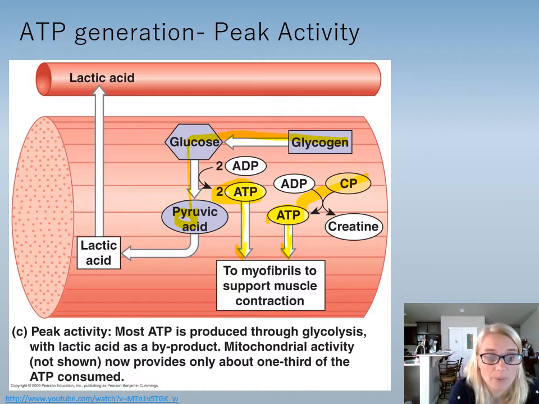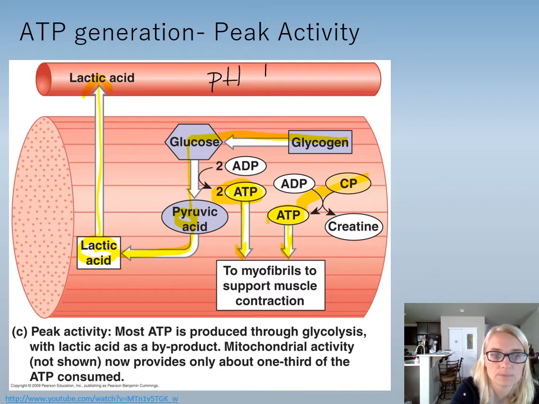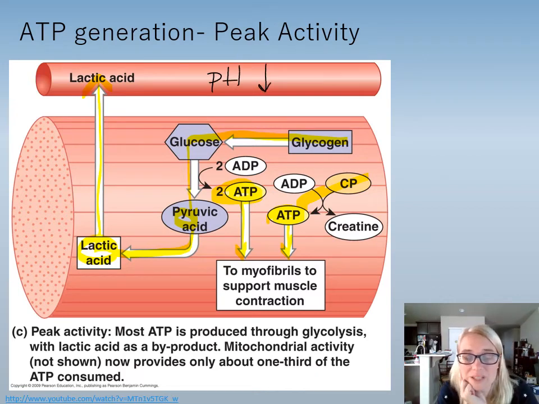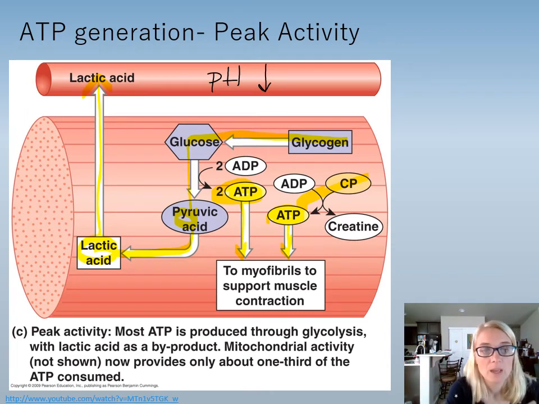Plus, if you take a look at what happens, pyruvic acid gets converted to lactic acid. Lactic acid goes into your bloodstream, and what's going to happen with our pH? pH is going to go down. It's going to become acidic, and then you're going to start feeling fatigued because the pH goes down. Your brain's like, oh, this sucks. You're running out of glucose, you're running out of creatine phosphate, and you're going to run out of ATP. And if you don't have ATP, you're not going to be able to maintain contractions.